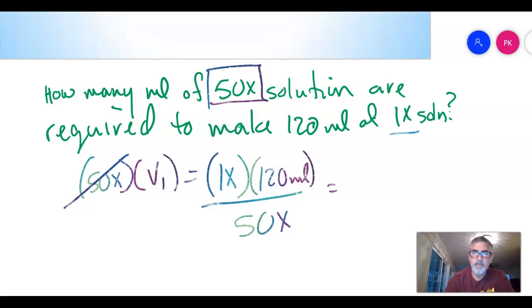I get 2.4 milliliters. But I've got one digit here and one digit on the bottom. So anyway, you would round it, because I can't get my pen to work.